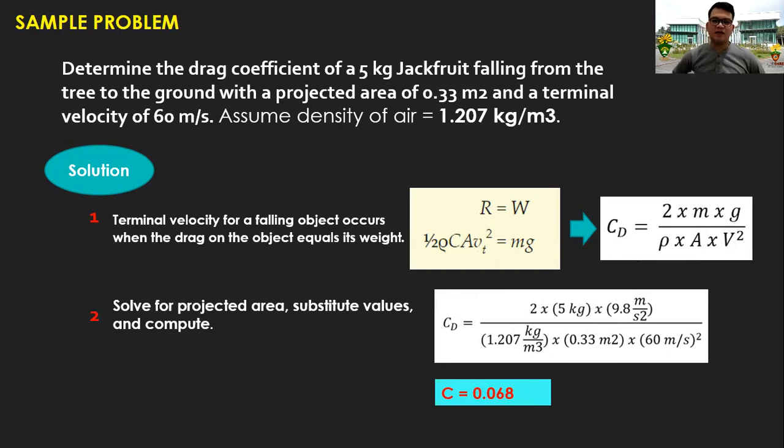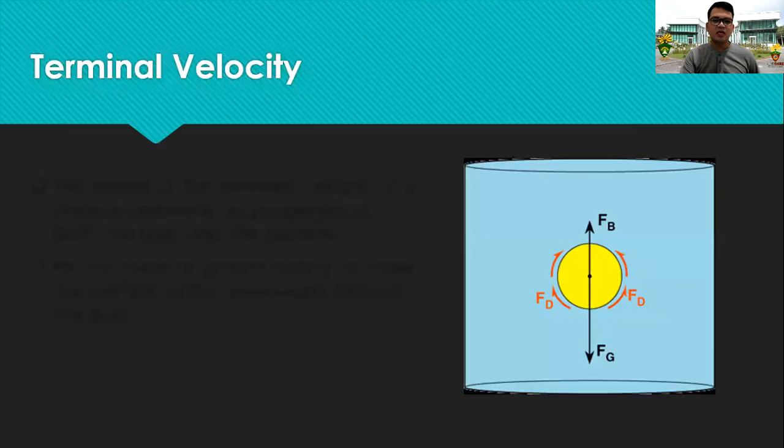0.068. So that's the value of the drag coefficient. So mao ito ang value nga naka-tend, no? Naka-apekto sa movement ni jackfruit going down sa ground from the tip or from the top of the tree, or gikan asa gito siya nga party sa kahoy. Okay? So that's how we compute the drag coefficient.